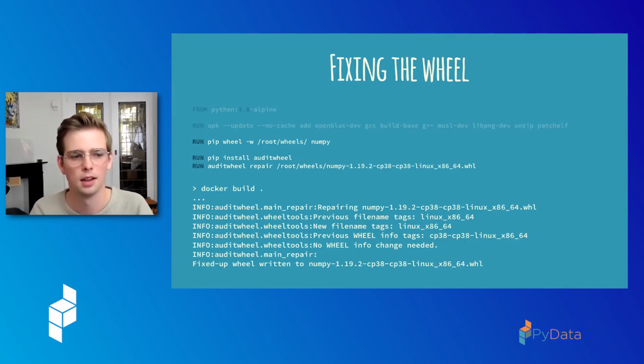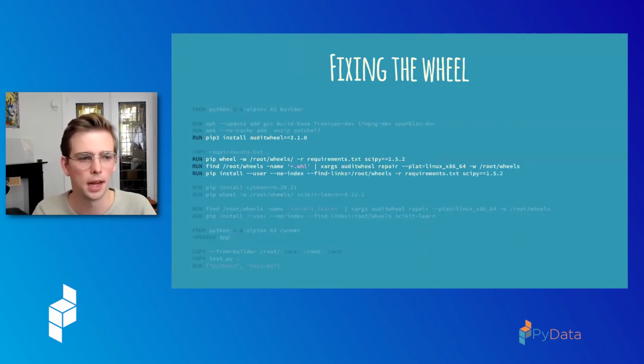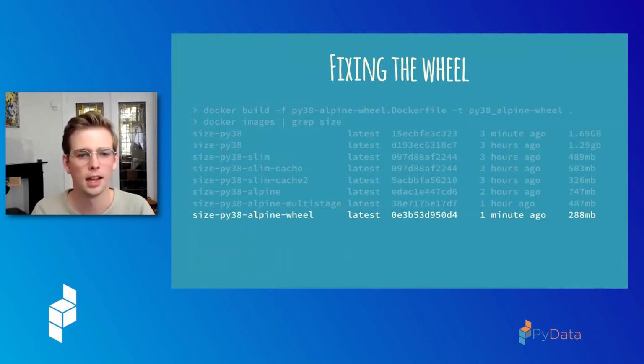And when we do this for all our packages, by just finding all the wheel files that we built and repairing them, and then copying those repaired wheels into our runner image, it turns out that we can do away with the OpenBLAS and FreeType dependencies in our runner. And then we're already at 288 megabytes. This is kind of cool, because now we've beaten the Python 3.8 Slim benchmark. And now it's just a matter of squeezing out whatever we can still get.